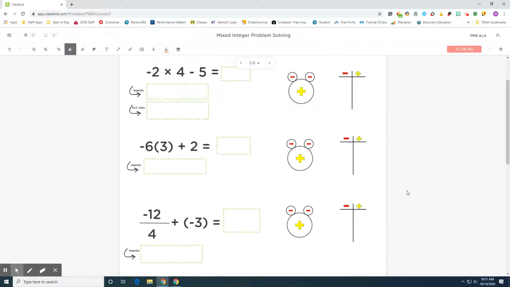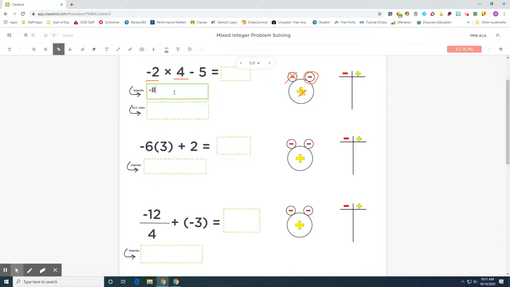It says -2 times 4 minus 5. So we have to start off with the first two numbers, -2 times 4. We're going to be using our MD circles for this because it's multiplication. So we have -2, positive 4. I'm going to mark out one negative and one positive for these numbers. I'm left with a negative, and so that means that the answer has to be a -8.